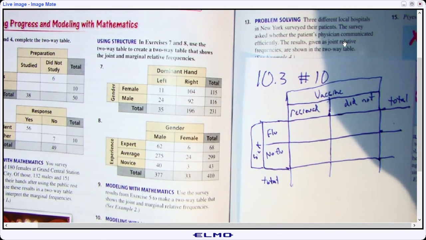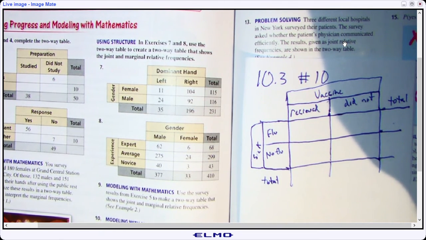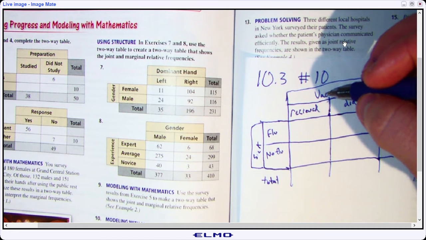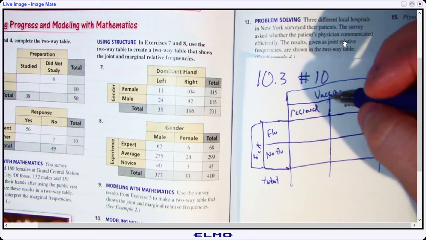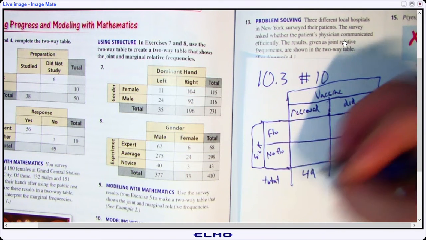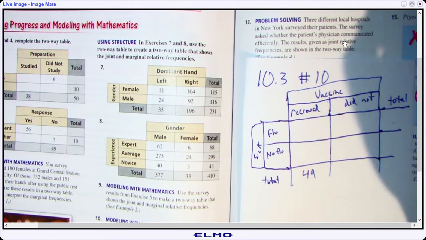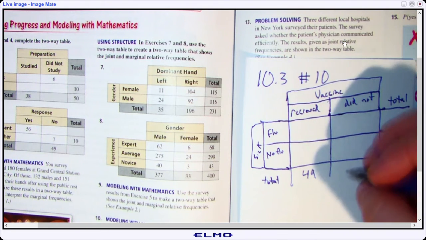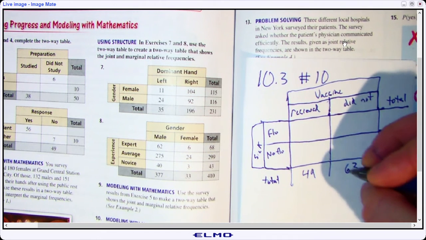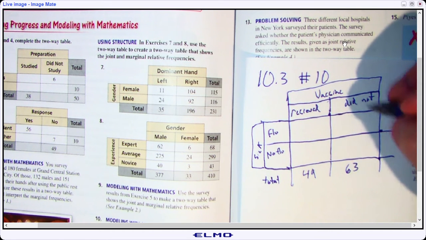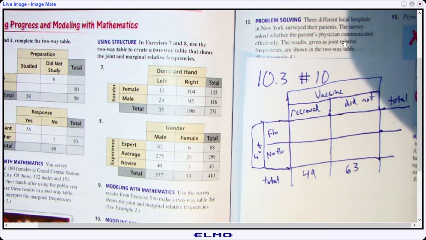It says 49 people received a flu vaccine before the flu season, right? So if I look at my vaccine, 49 people received this vaccine. So down here I can write 49. 49 total people received, right? 63 people did not receive the vaccine. That goes here. I go to my did not, I go all the way down. The total people who did not receive the vaccine is 63.